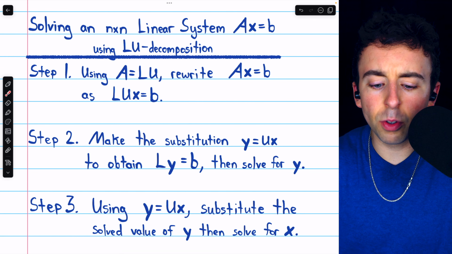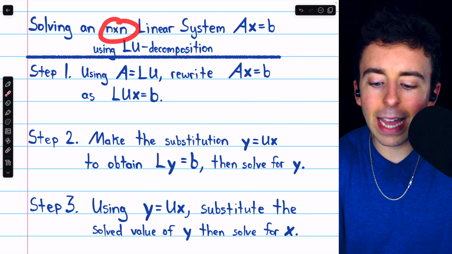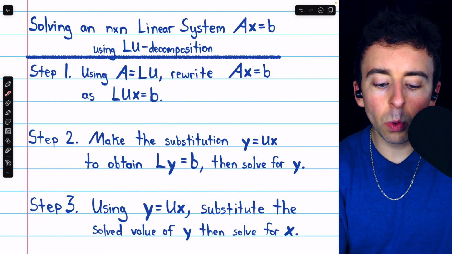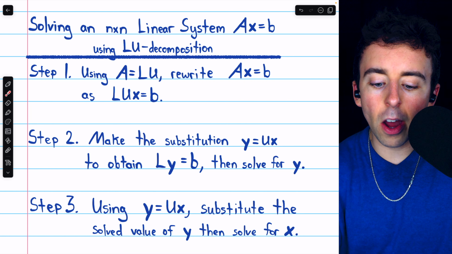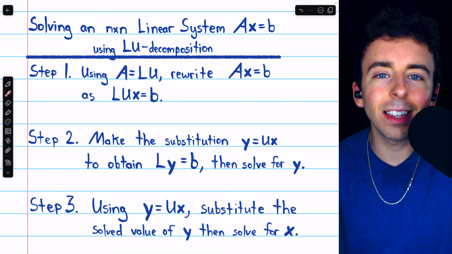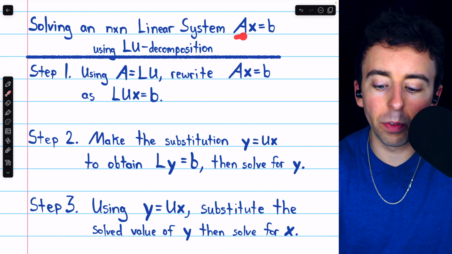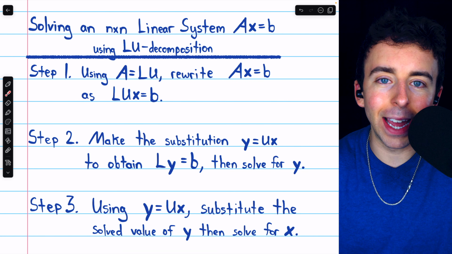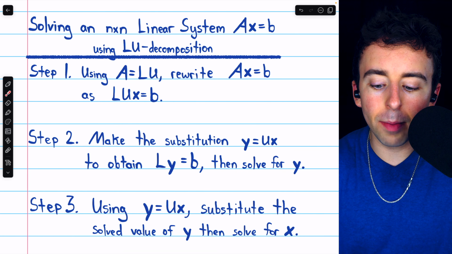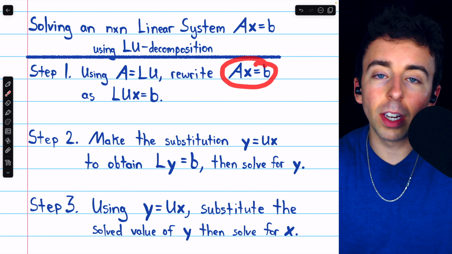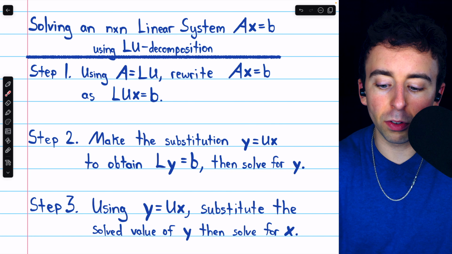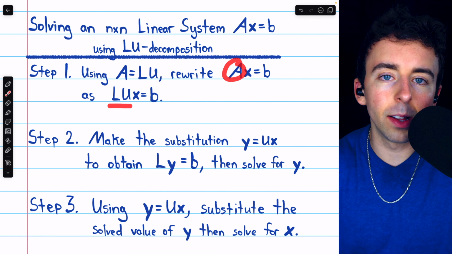Here's the process, which is quite clever. To solve an n by n linear system Ax equals b using LU decomposition, we follow these three steps. Note, by an n by n linear system, we mean n equations in n unknowns. So the coefficient matrix A would be n by n. The first step is to use the factorization A equals L times U to rewrite the equation Ax equals b as LU times x equals b. So just replace A in this equation with L times U.